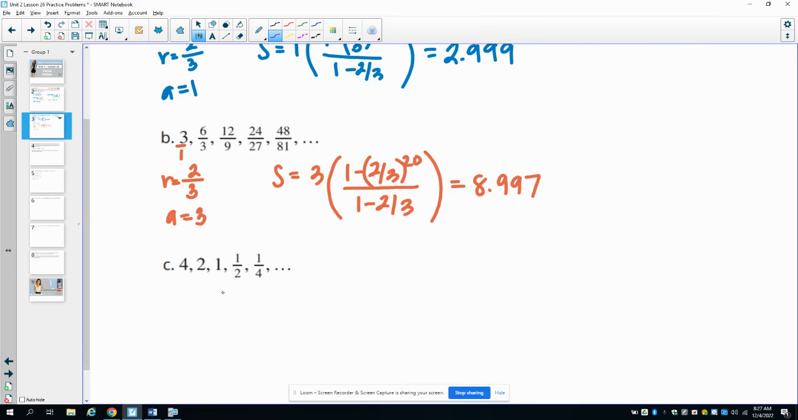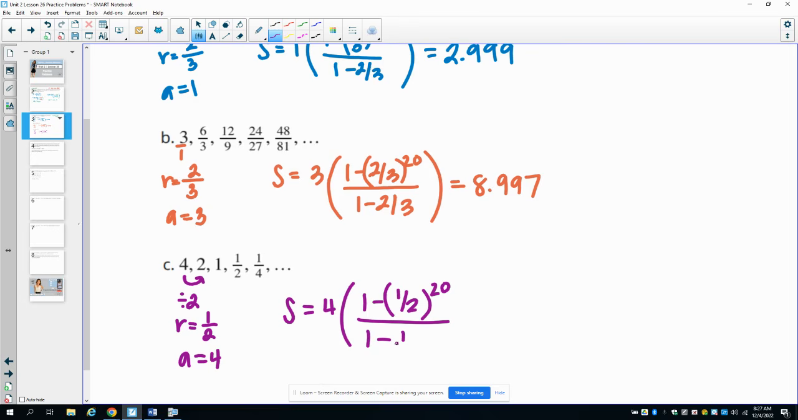And then the last one, so what are we multiplying by here? It looks like dividing by 2, which remember is the same as multiplying by 1/2. So our rate is 1/2, and our initial term is 4. So then we're going to get 4, and then 1 minus 1/2 to the 20th over 1 minus 1/2.